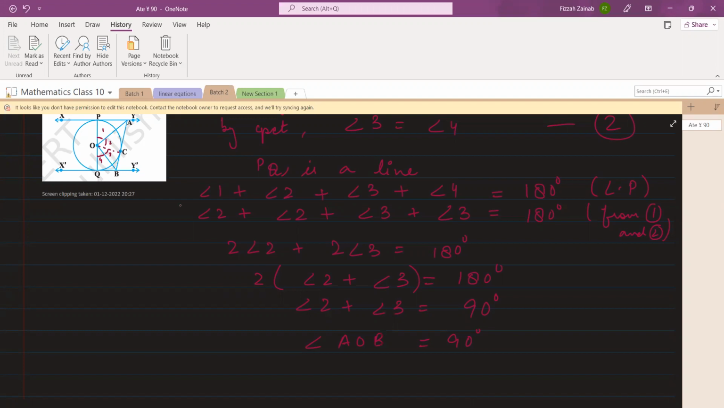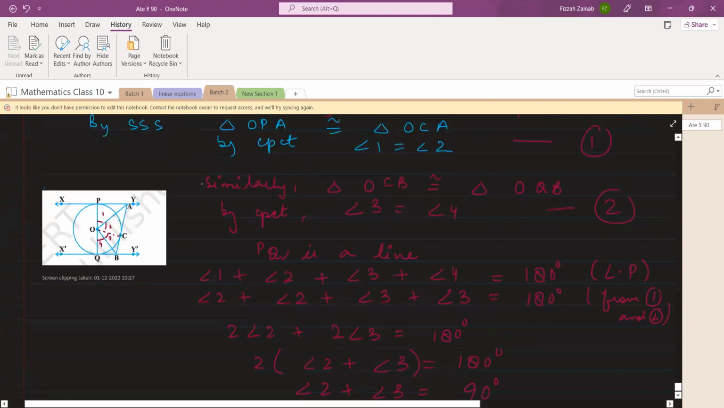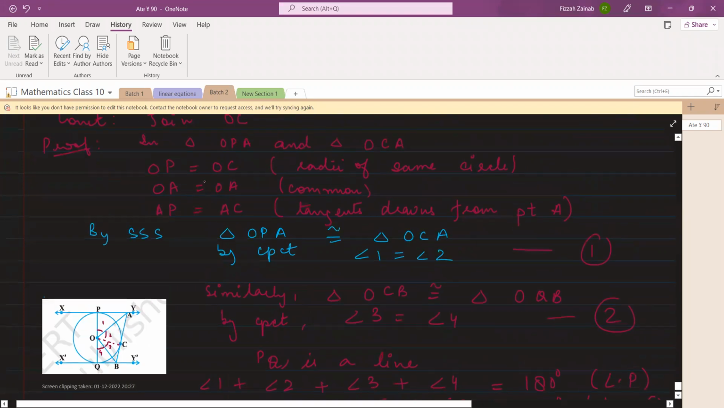Can you scroll up a bit to the congruency? So the second pair you can just write similarly. Don't prove it, because you will be using the same steps.